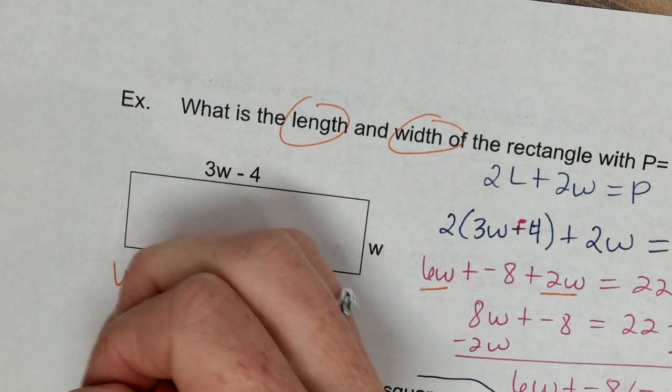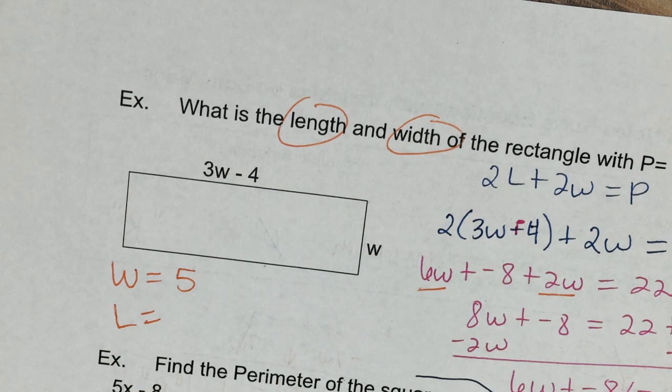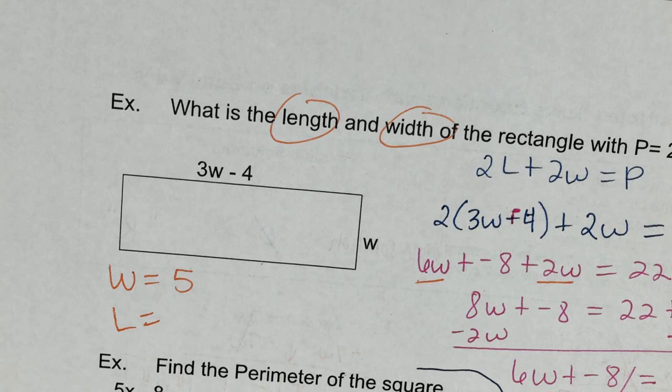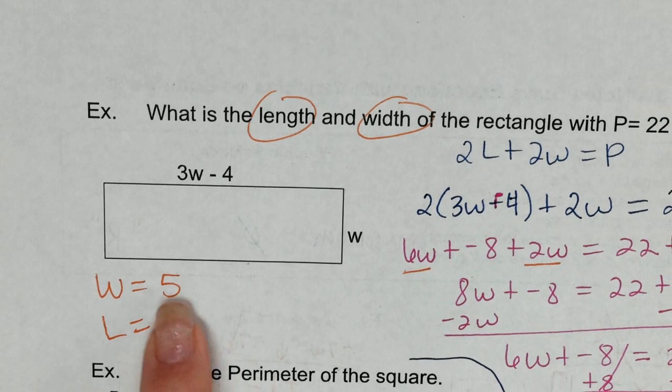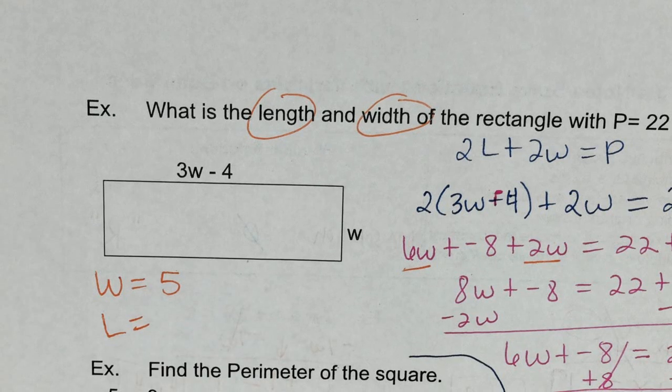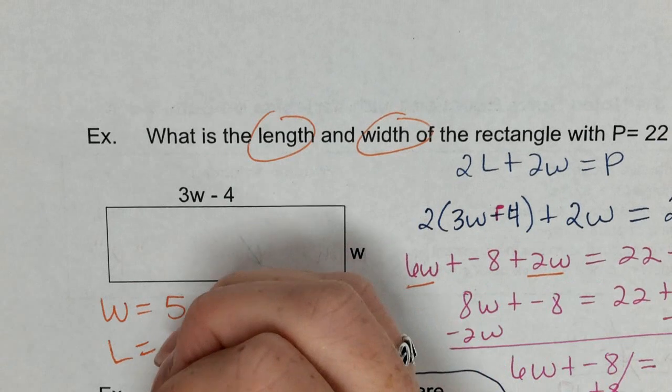The length is 3w minus 4. So what is 3 times w? Well, what is w? So what is 3 times 5? 15. What is 15 minus 4? 11.